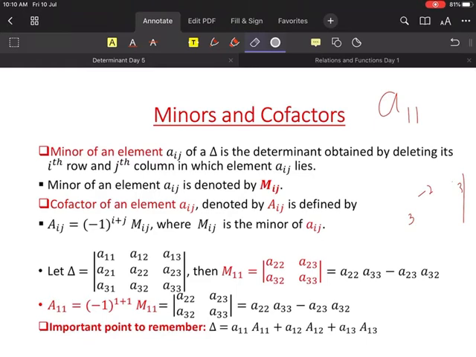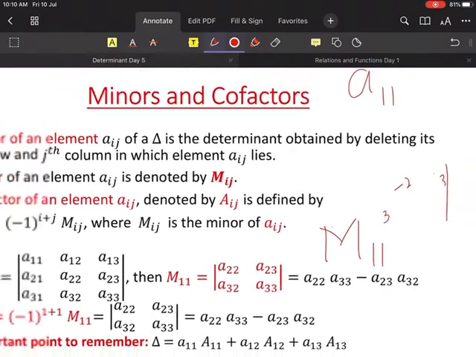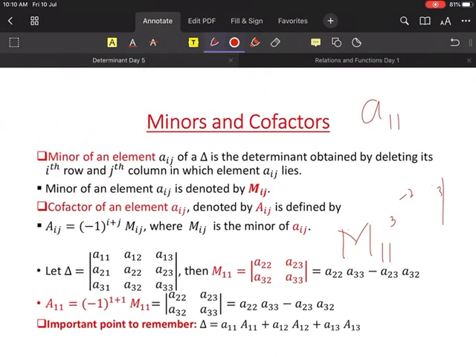Now minor is given by Mij. Suppose you are finding the minor of A11. It will be written as M11. Understood? Clear? So that's how we denote minor. Now what is the cofactor of an element? Cofactor of an element Aij is denoted by capital Aij, defined by capital Aij is equal to minus 1 to the power i plus j, times the minor of that term.